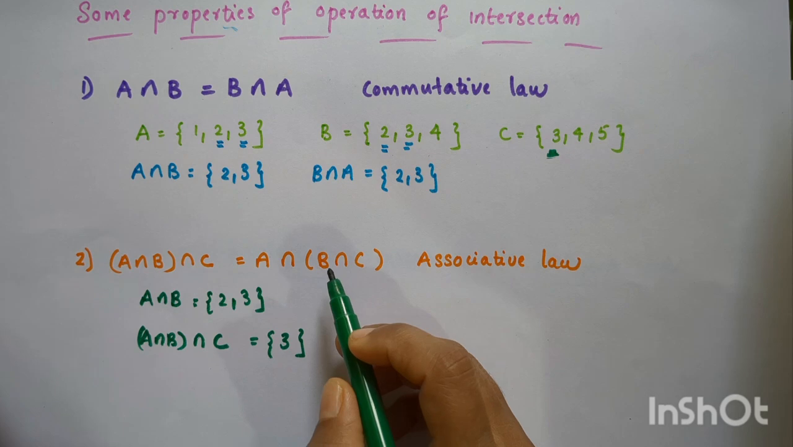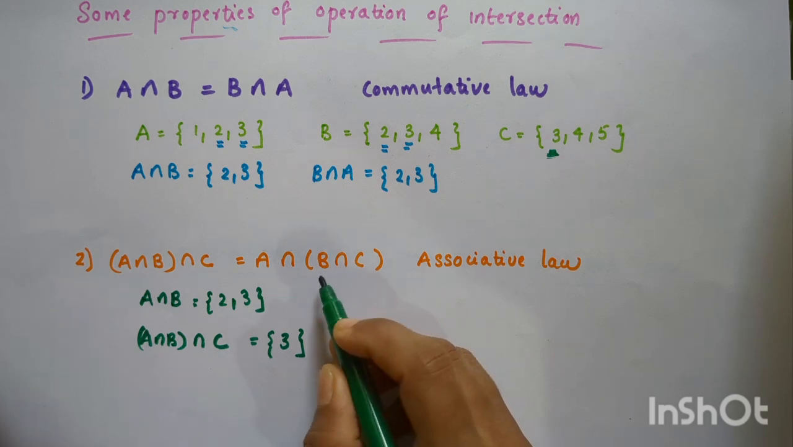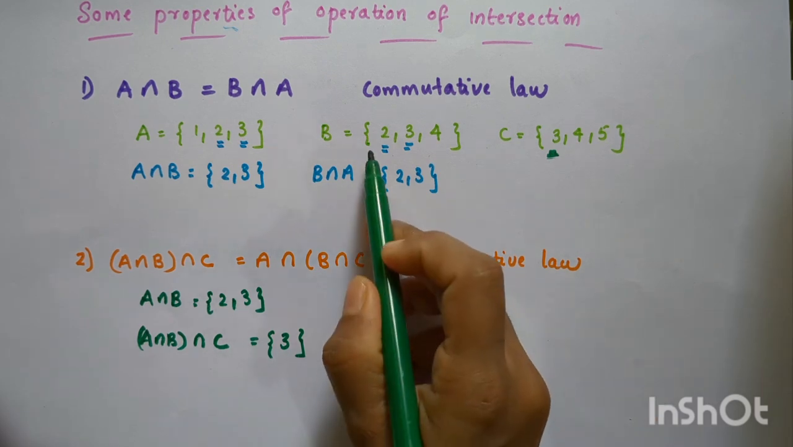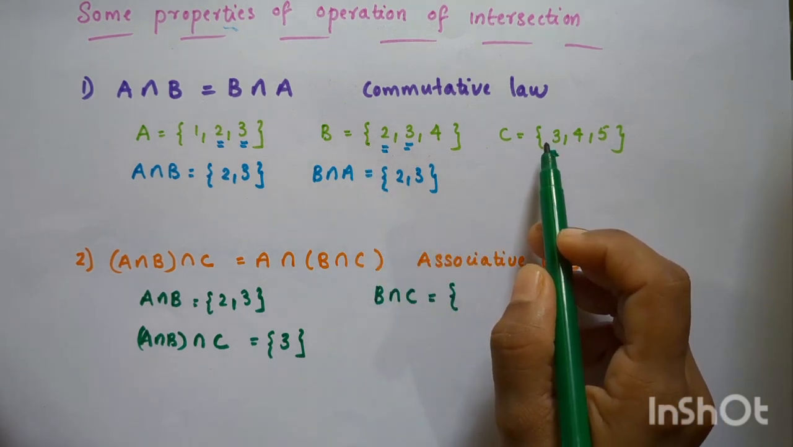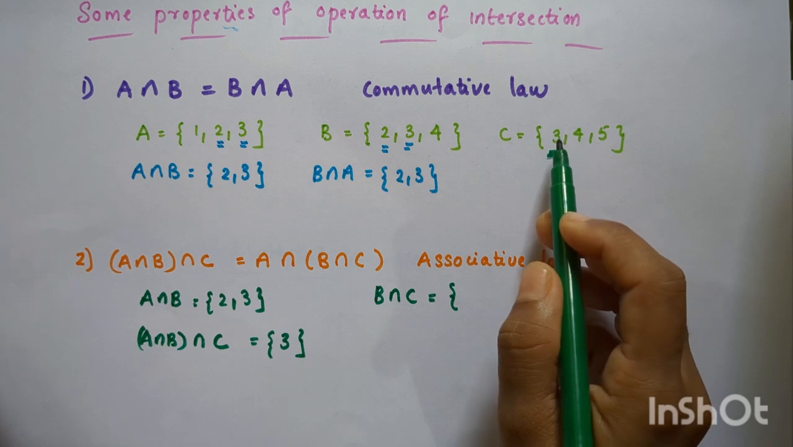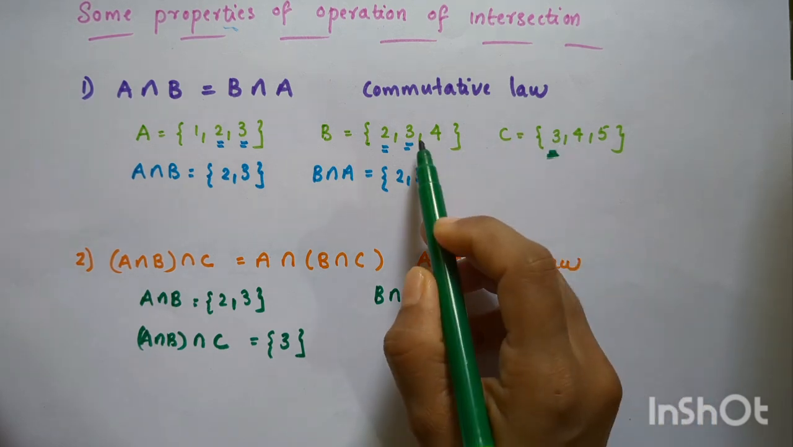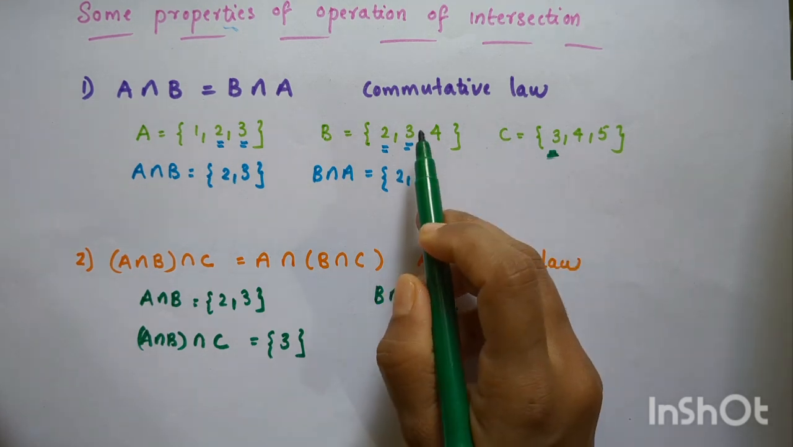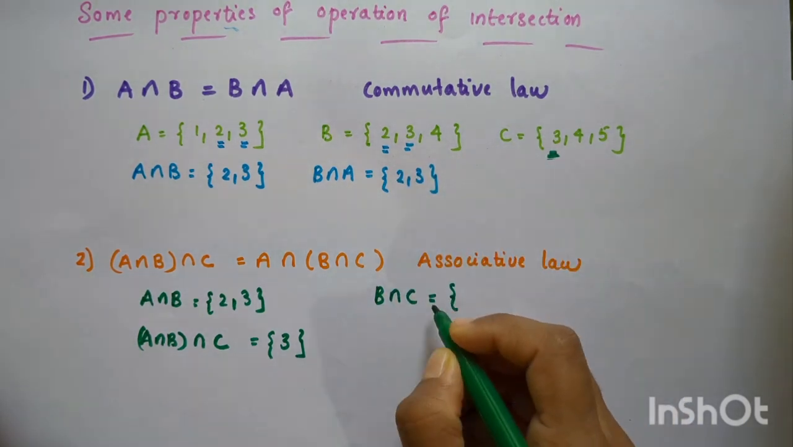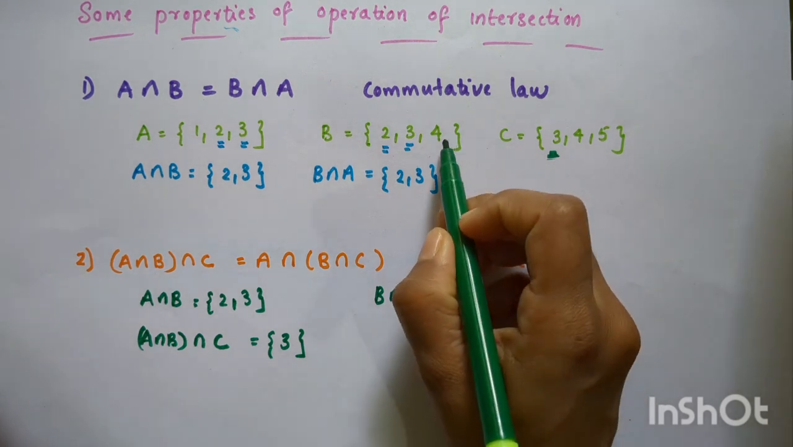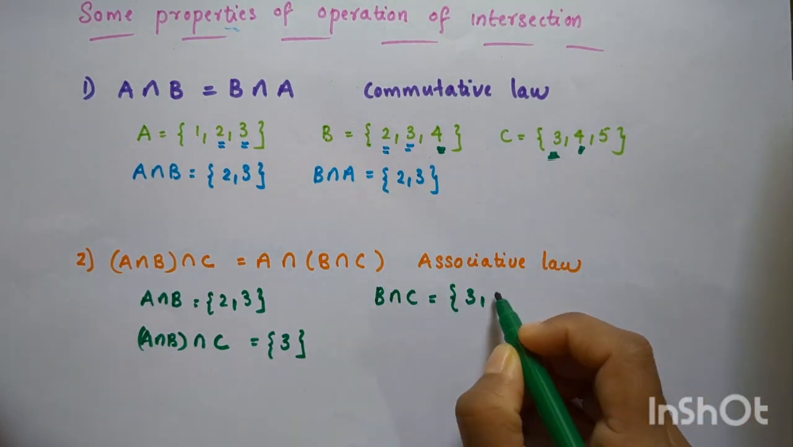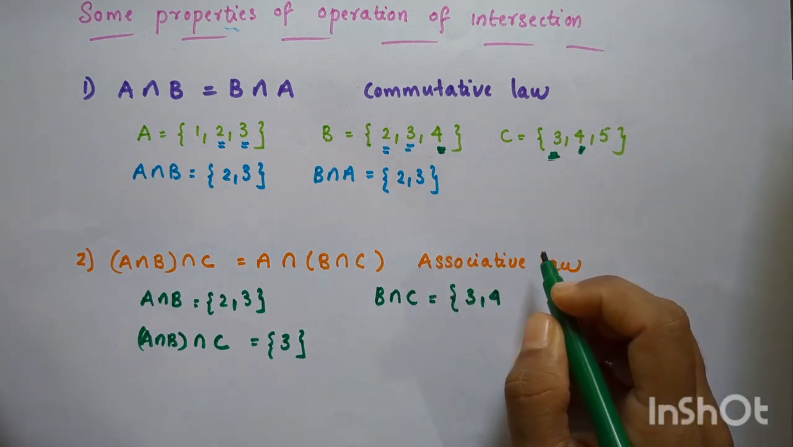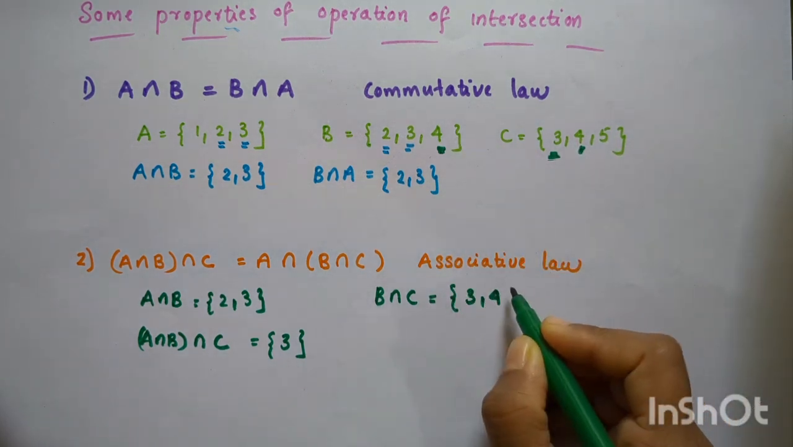Now, let us see what B intersection C is. You see, this is set B and this is set C. We have to write the elements which are common to both. So you see, 2 is only in B, not in C, so we cannot take 2. 3 is in both B and C, so you can write 3 here. And 4 is in both B and C, so you can take 4 here. And here we have 5 which is not in B. So this is B intersection C.